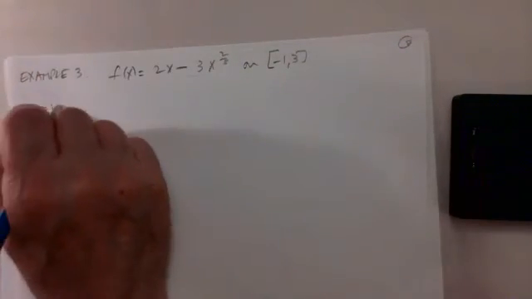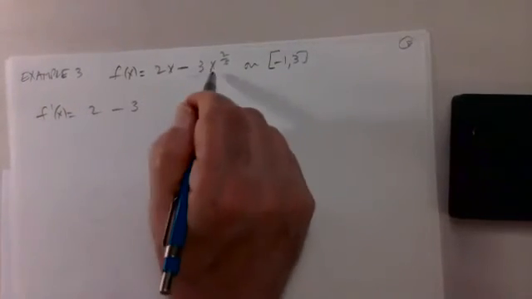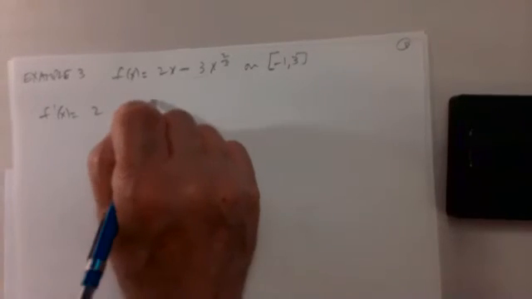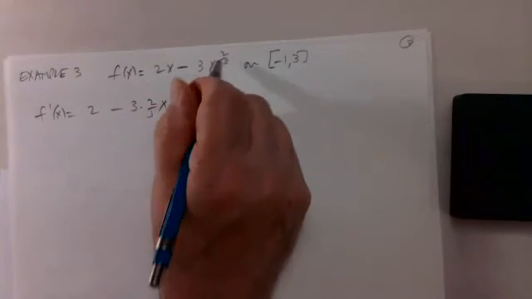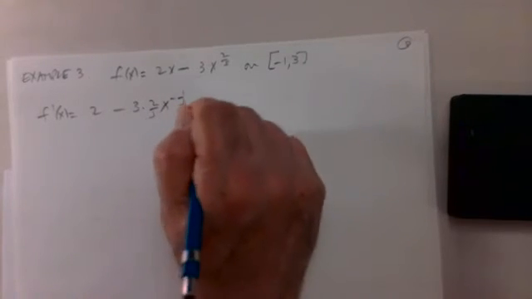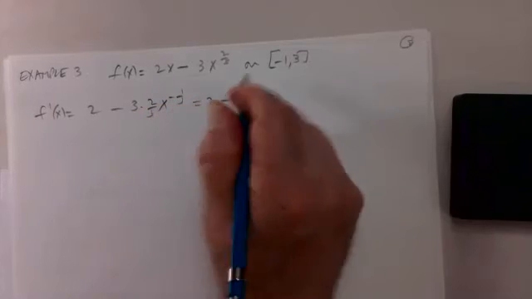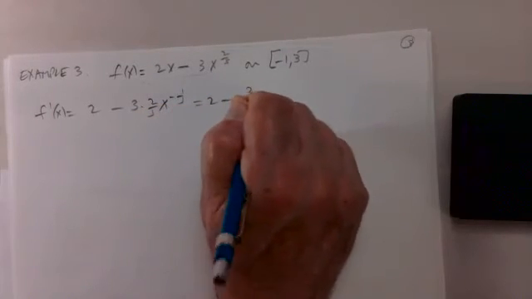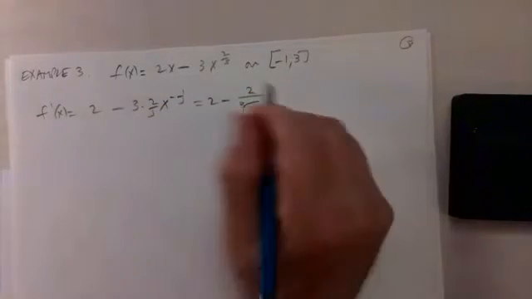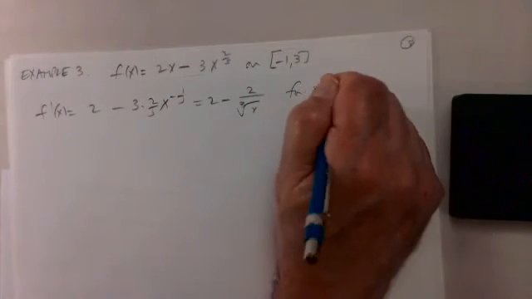So if this is the function, what is the derivative? F prime of x is 2 minus 3 times the derivative of x to the 2/3, which is 2/3 x to the 2/3 minus 1, which is minus 1/3. So this is 2, the 3's cancel, 2 over cube root of x. Of course, this is defined for all x except 0.